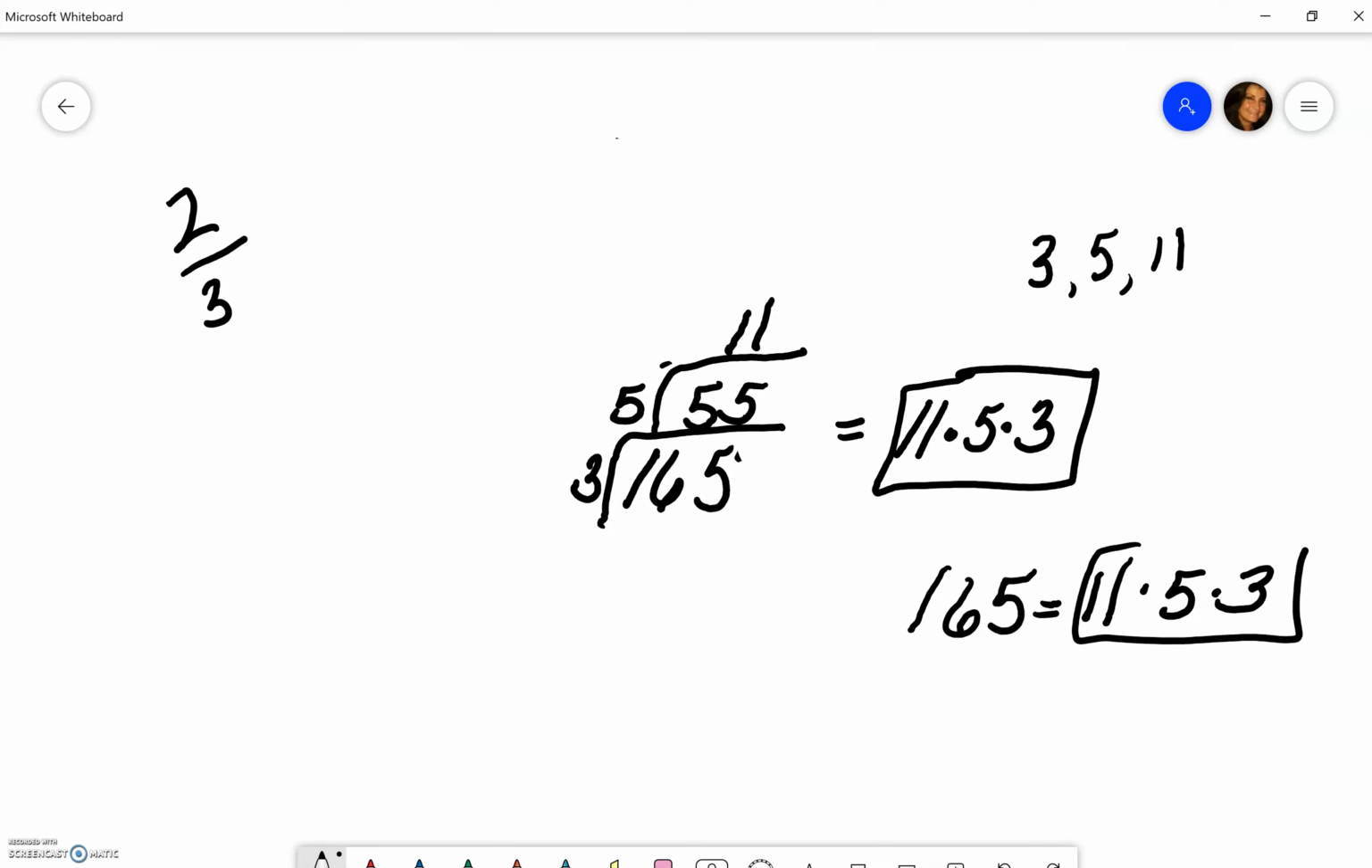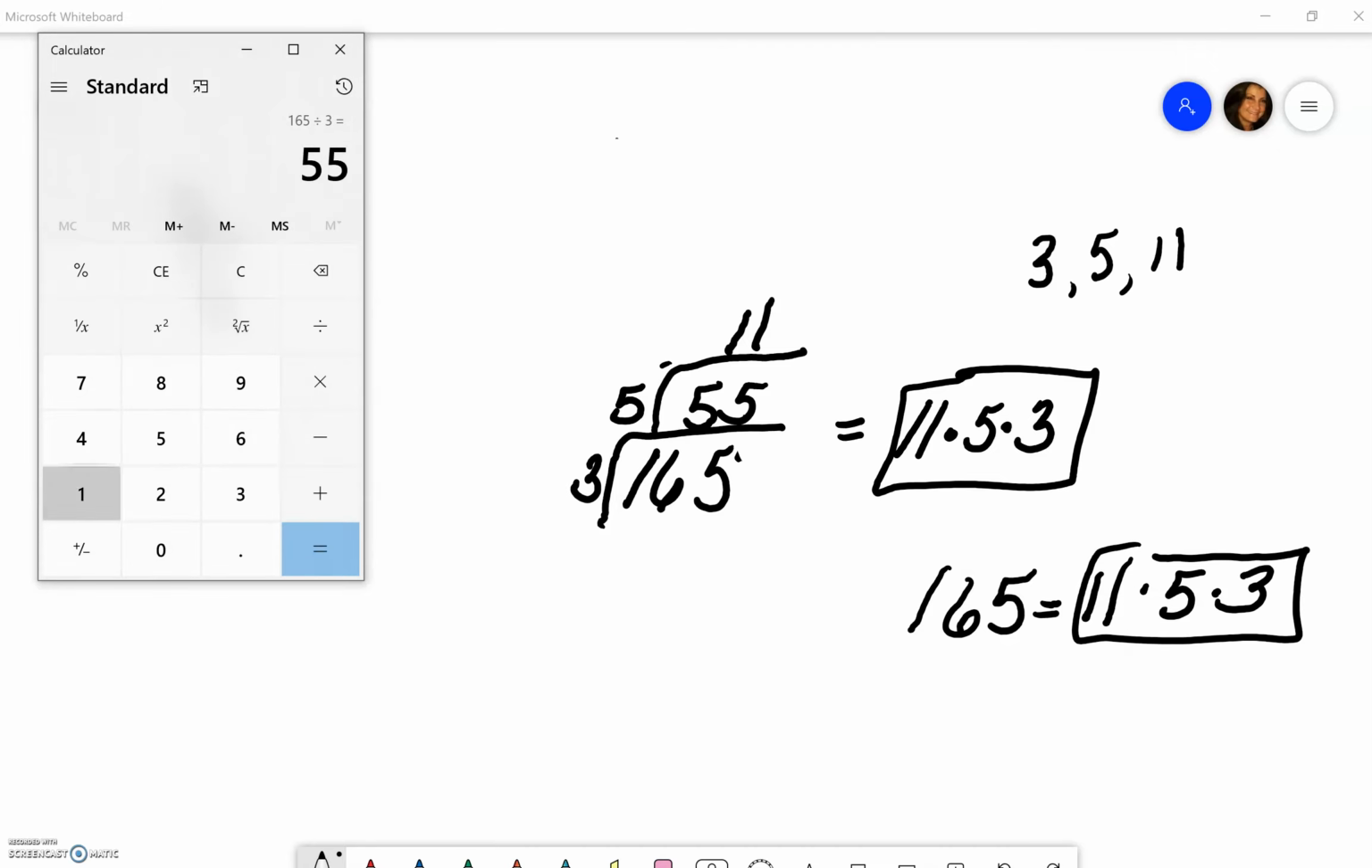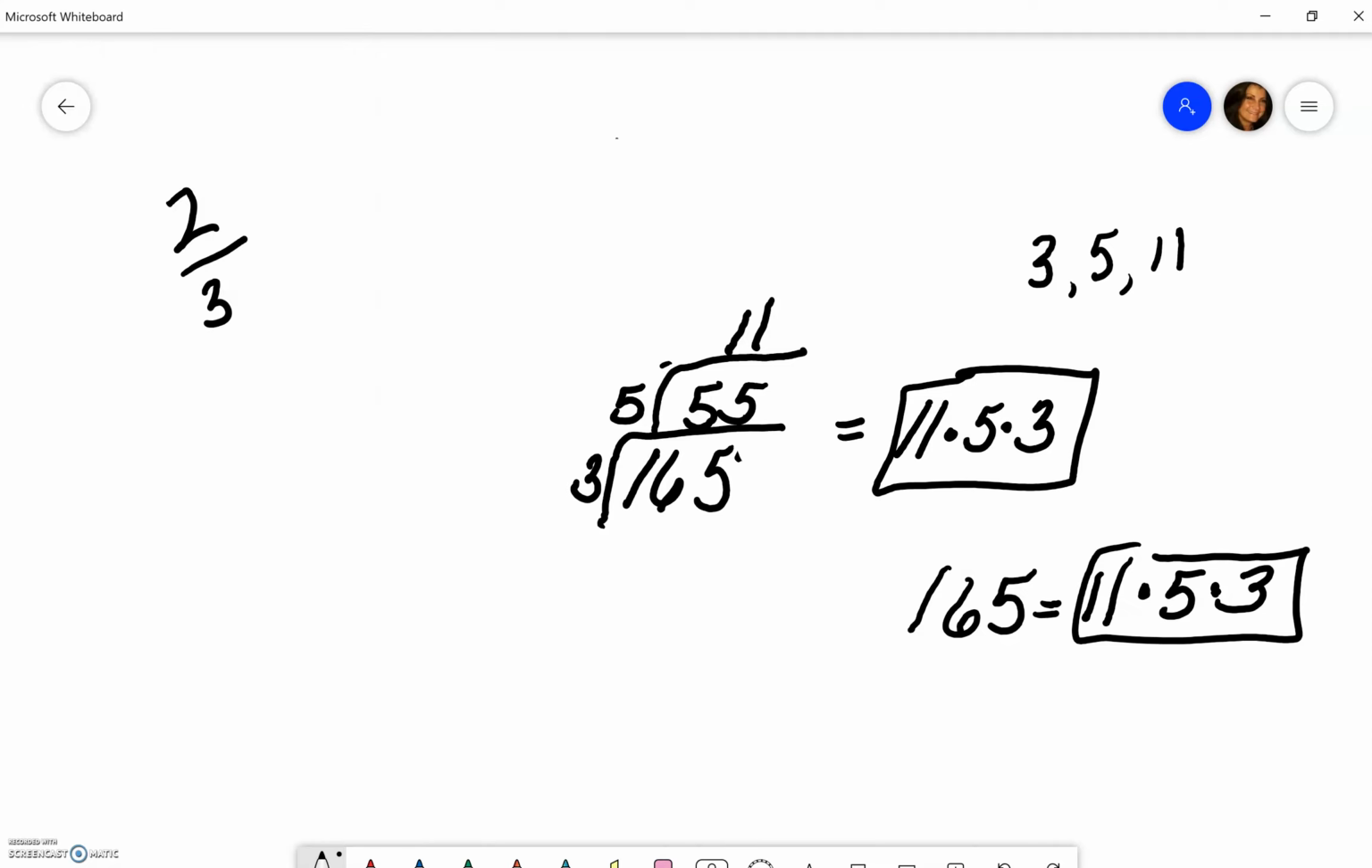If you enter that into the calculator, you're still going to end up with a value of 165. So 11 times 5 times 3 is 165. We didn't change the value; we just expressed it differently.